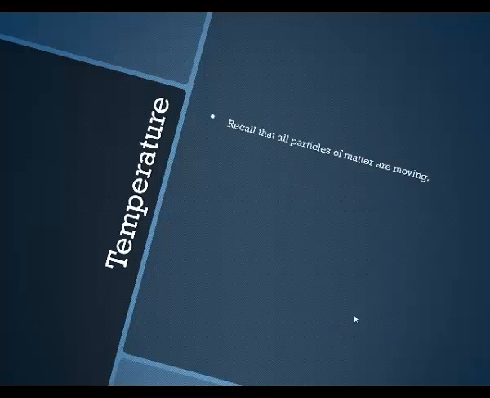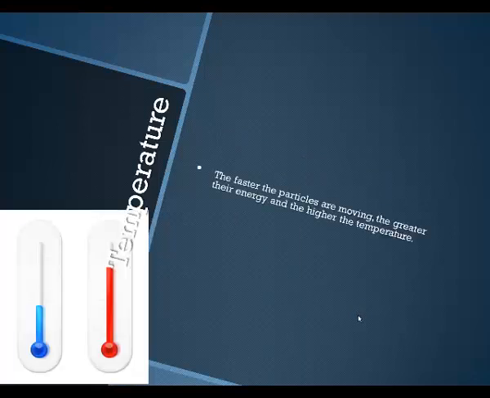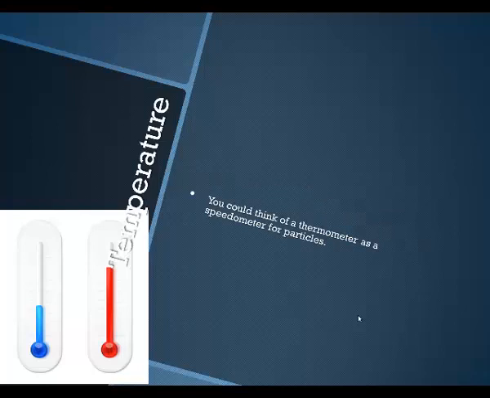Recall that all particles of matter are moving. Temperature is a measure of the average energy of random motion of particles. So the faster the particles are moving, the greater their energy and the higher the temperature. So in essence, you can think of a thermometer as a speedometer for particles. The warmer the temperature, the more particles are coming in contact with that thermometer, and the higher up the liquid is going to go inside of the thermometer.